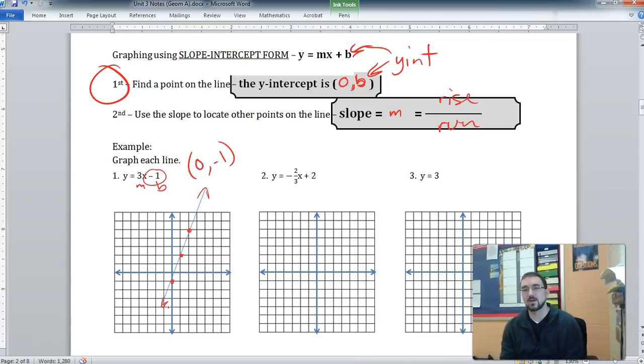Again, this is review, so I understand that you know how to do this. Go ahead and do 2 and 3 on your own right now.